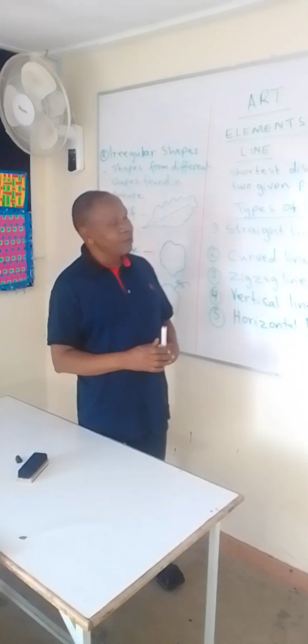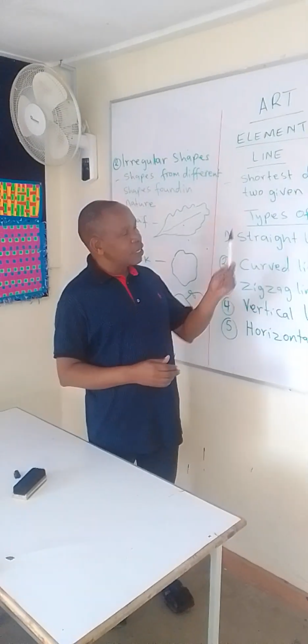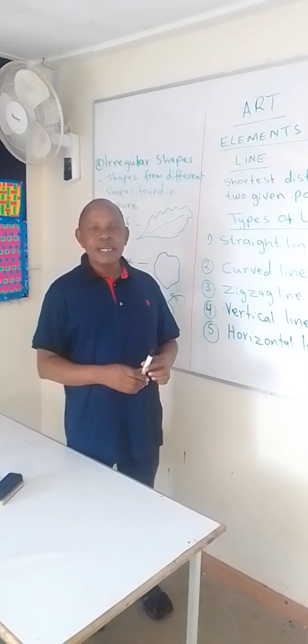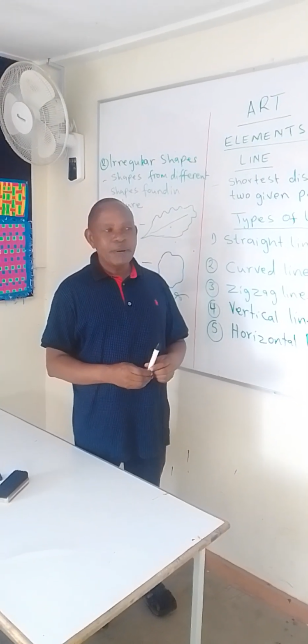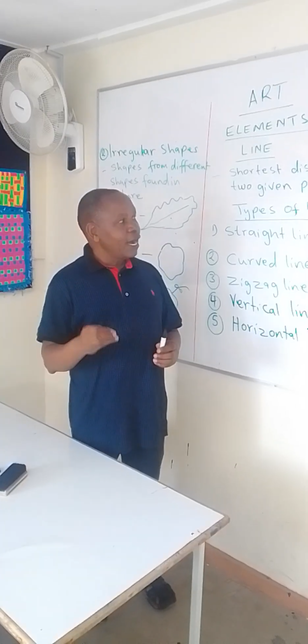In our art lesson today, we are going to still talk about the elements of art, and we want to talk about the element, the line. Now, line is a very important component of art, and it is used to do very many things when we use it for our drawings.